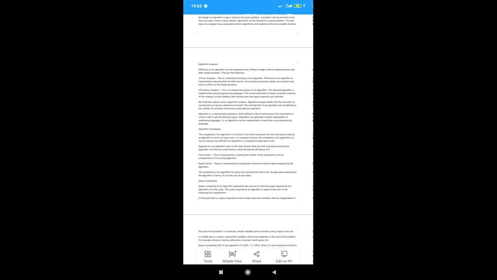Then the second one here is the space factor. The space factor is measured by counting the maximum memory space required by the algorithm. Your memory space is your hardware. So the space is measured by counting the maximum memory space required by the algorithm.